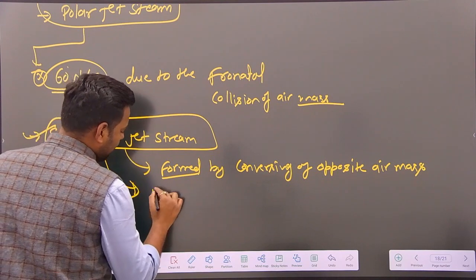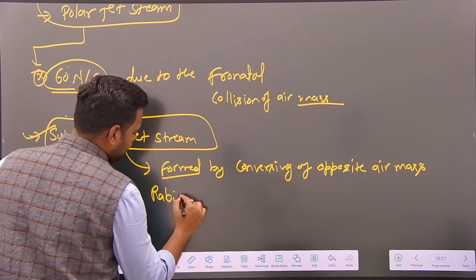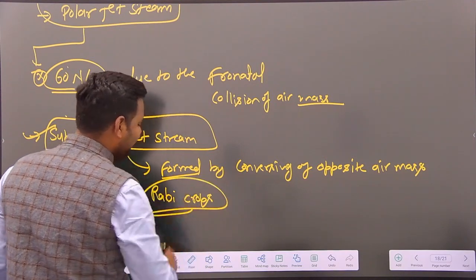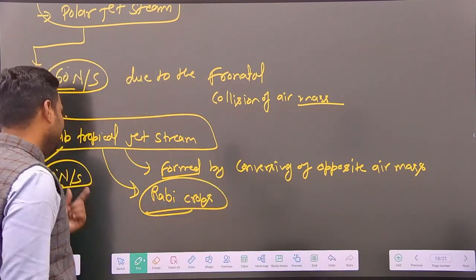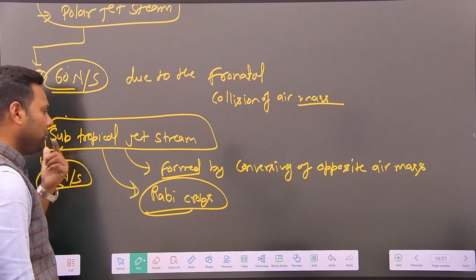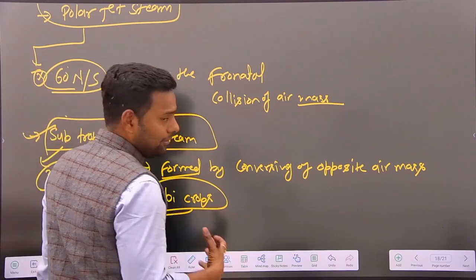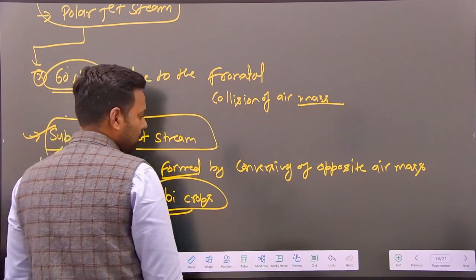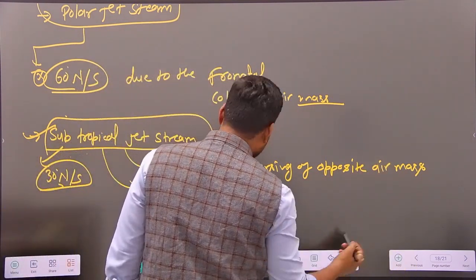And it will help rabi crops during the winter western disturbance. Rainfall is associated with the subtropical jet stream, which we will discuss in the section on the monsoon mechanism in the context of Indian climate.